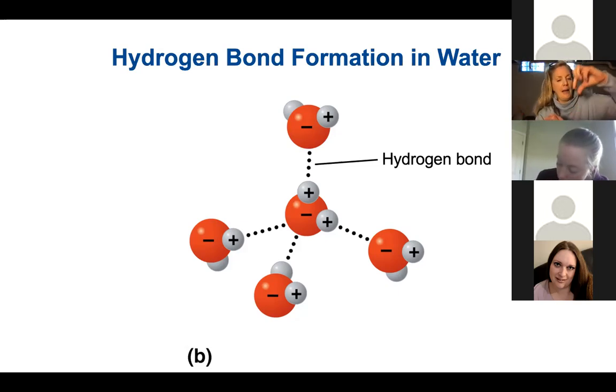Or when you have a capillary tube with water, and remember how you're always taught to read in a graduated cylinder, it kind of forms a little bit of a U shape because the water creeps up the side of a bottle. That's because of the hydrogen bonding in the water. They're all attracted to sticking together. It gives the liquid this stickiness property.